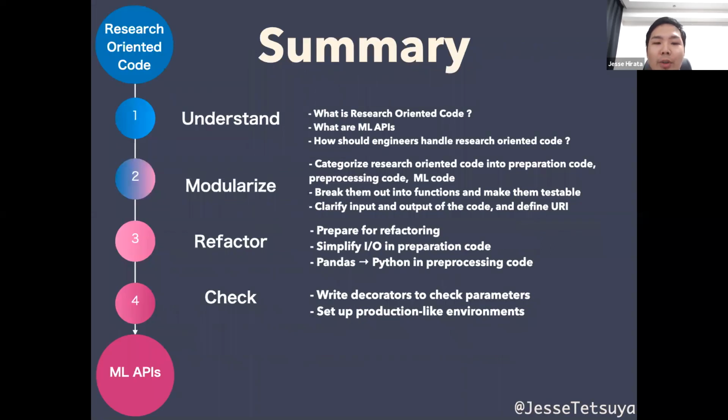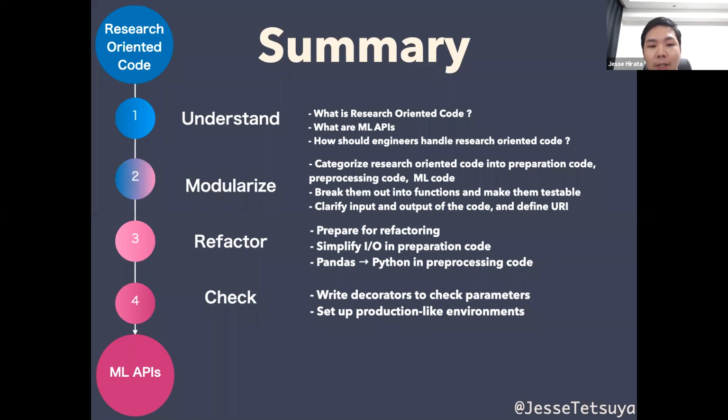So now let me quickly summarize the 4 steps to transform research-oriented code into ML APIs. The first step is to understand what research-oriented code in your project looks like, what components of ML APIs are required in your project, and how to handle research-oriented code. Next is to modularize the research-oriented code through 3 small steps. These are to categorize it into preparation code, processing code, and ML code, then break them out into functions and make them testable, and clarify input and output data of the code and define URI.